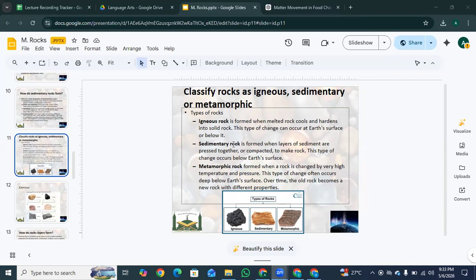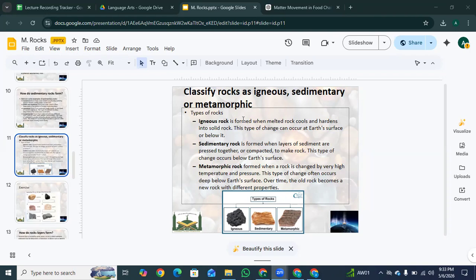So igneous rock is formed when melted rock cools and hardens into solid rocks. This type of change can occur at Earth's surface or below it. So basically, how igneous rocks form: it starts as melted liquid rock called magma or lava. When this liquid cools down and freezes into a solid, it becomes igneous rocks. And this can happen deep underground or on the surface after a volcano erupts.